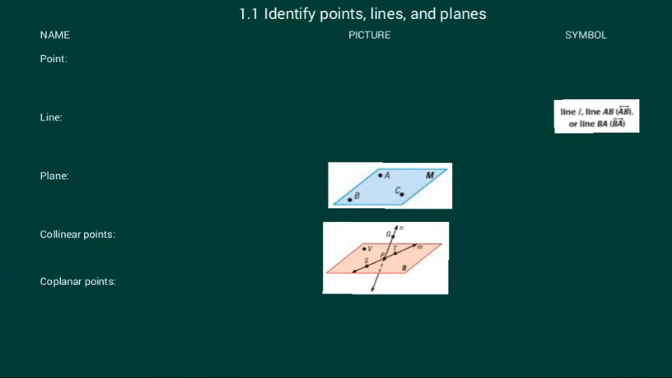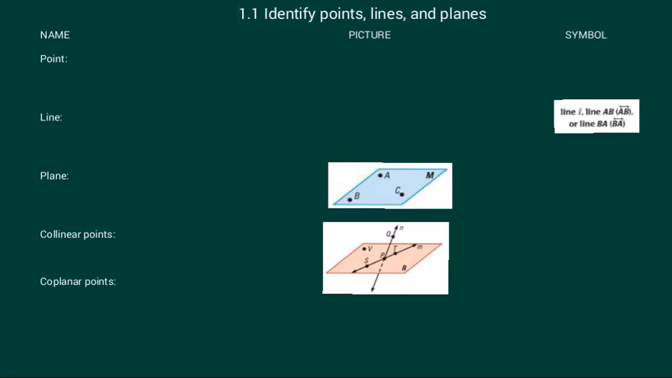Welcome to Geometry. We are going to be going through Chapter 1 first, and there are a lot of definitions and pictures that we need to understand and ways to write some different terms that we'll be using in geometry. So the first ones we're going to go through are a point, a line, a plane, collinear points, and coplanar points. And some of these you might already know what they look like, but we're going to focus also on the symbol to use when we are writing our answers.